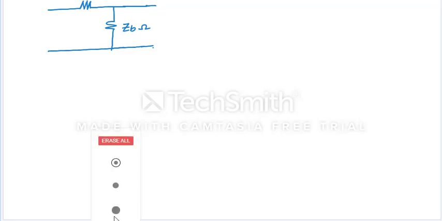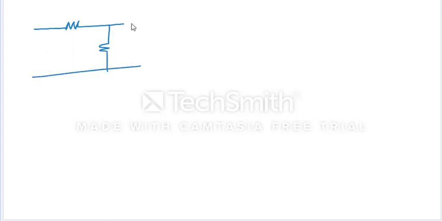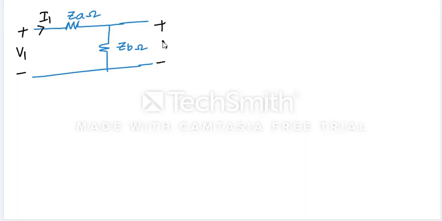This is ZB ohms and this is ZA ohms. Now this is port 1, this is V1 and this current is I1, and this is the second port, V2, and this current is I2.